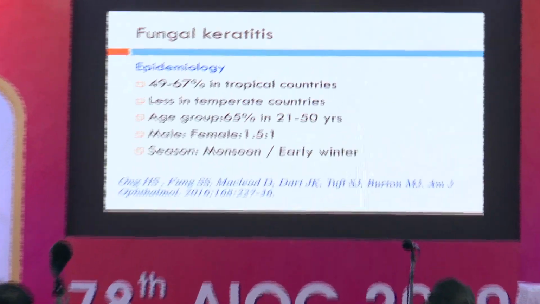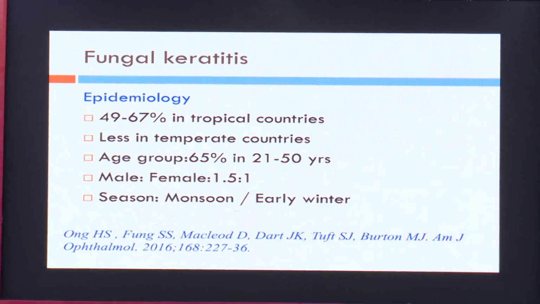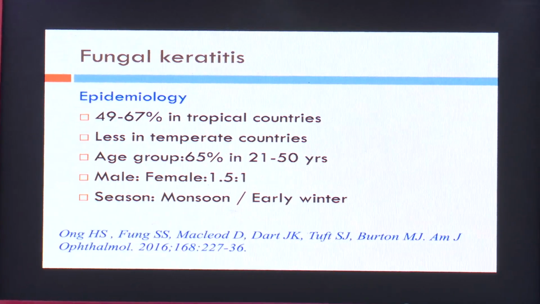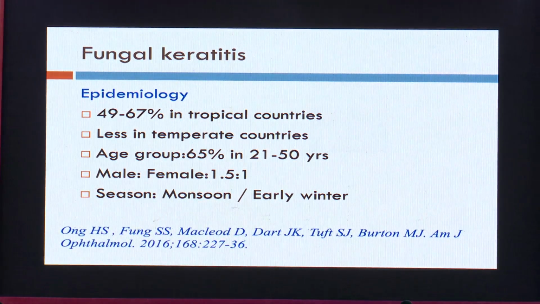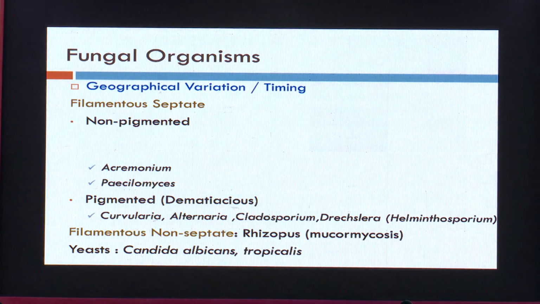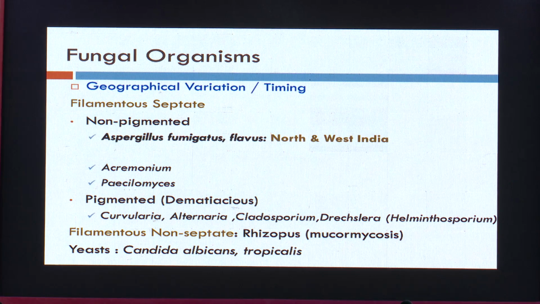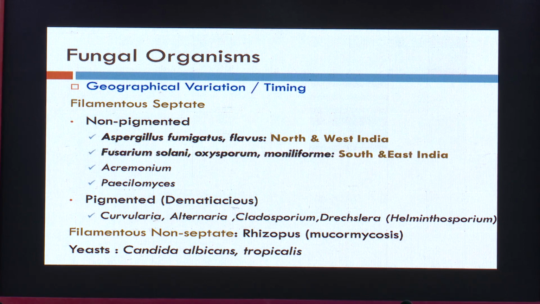Fungal keratitis is important for our part of the world because almost half of our cases are due to fungus. There is a seasonal variation and it tends to occur more in the monsoon and the early winter. I think it is very important to know where geographically you are sitting when you are treating microbial keratitis. For instance, in North and West India, Aspergillus is the commonest fungus. In South and East India, it is Fusarium.